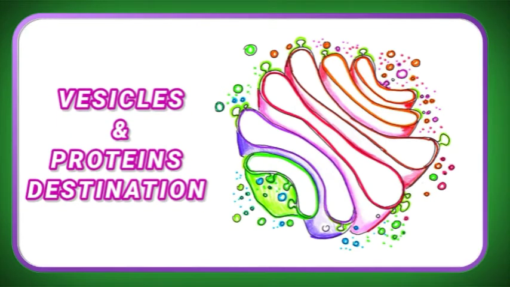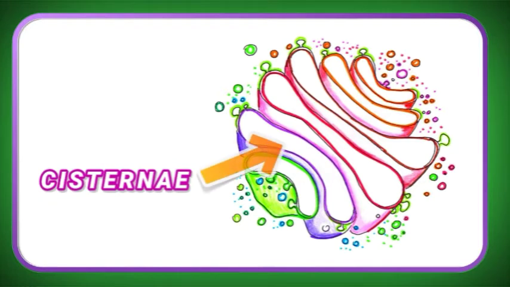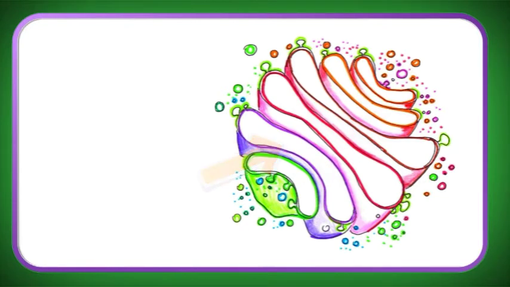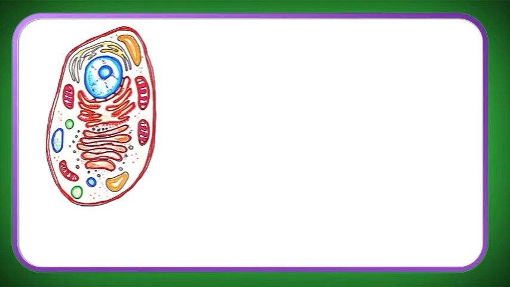The Golgi apparatus is made up of a series of flattened membranes, forming compartments known as cisternae. A constant flow of transport vesicles from the endoplasmic reticulum moves through these compartments, from the entrance area, the cis Golgi, to the exit, the trans Golgi.